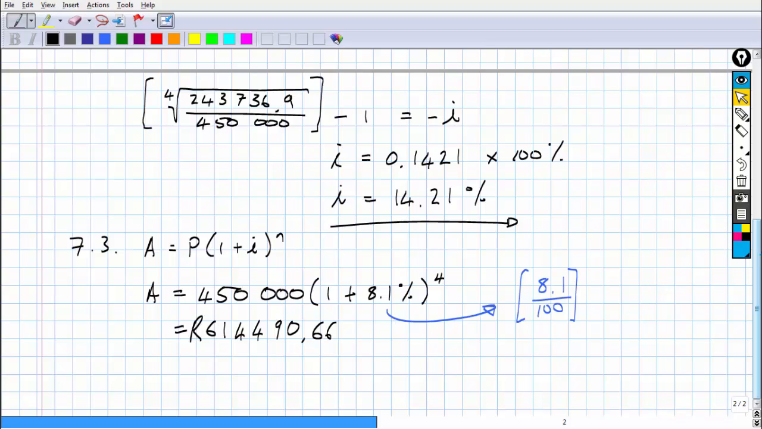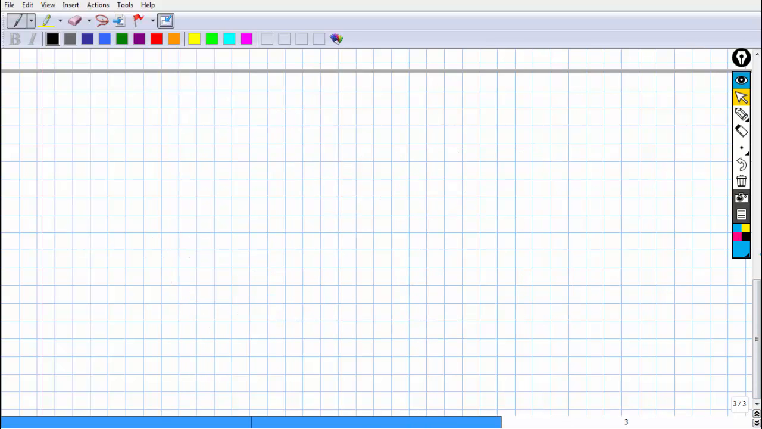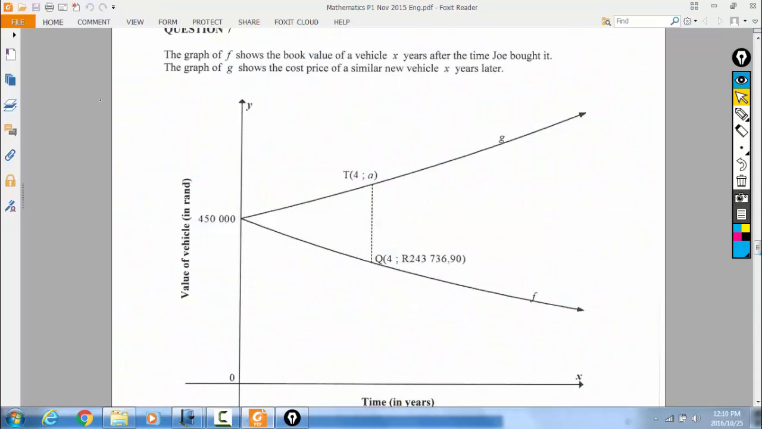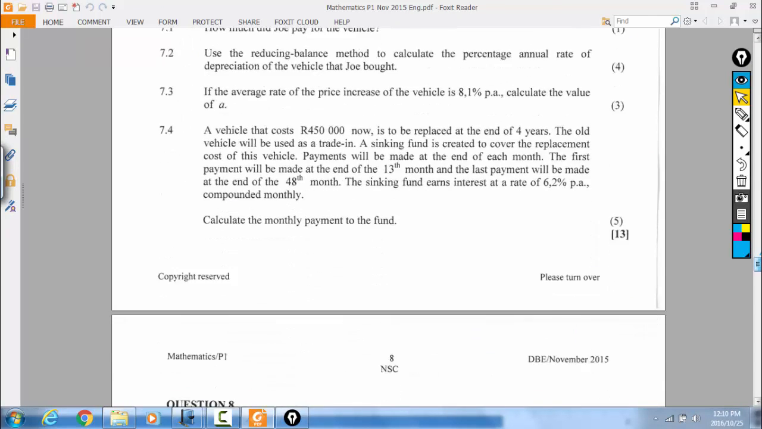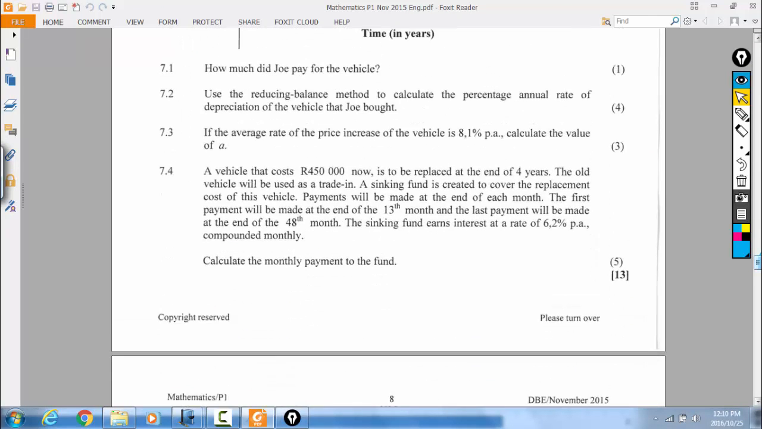Now we've got a long question. For 5 marks, it says, I'll just go to it quickly. Just write down 7.5. And it says here, a vehicle costs 450,000 Rand now, and it's to be replaced at the end of 4 years. So we know it's going to be a sinking fund. Okay, as soon as we get something like this, we know we've done enough of these questions to see it's going to be a sinking fund.